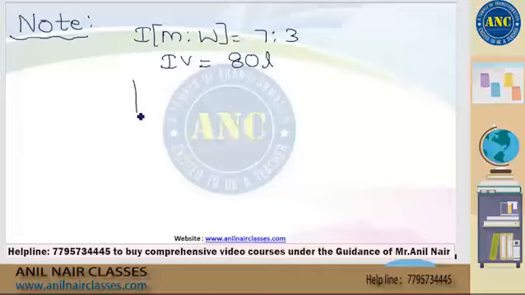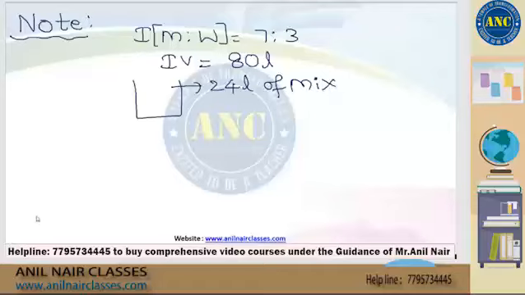Now I am taking out 24 liters of mixture. In what ratio should I take this 24 liters of mixture? The 24 liters of mixture should also be taken out in the same ratio of 7:3. That is the reason I took this as my first problem when I started this afternoon session. Now why is this useful for me right now?